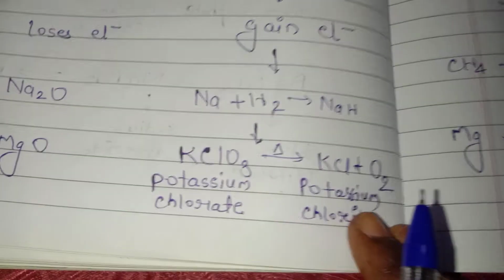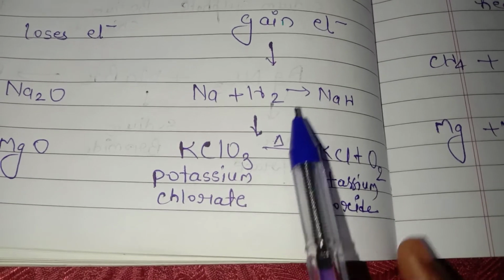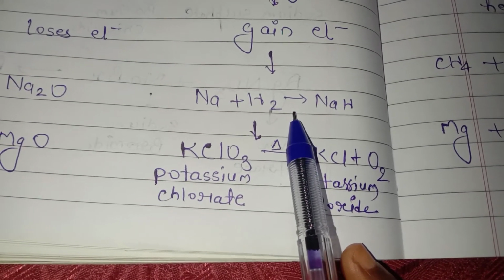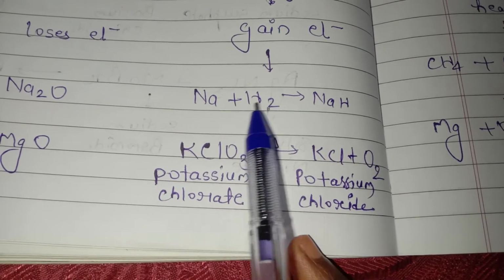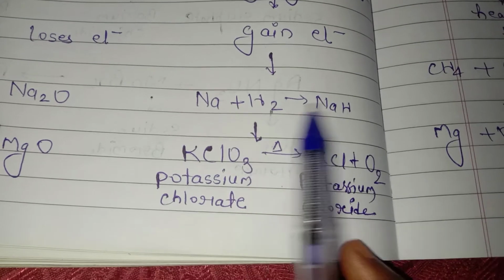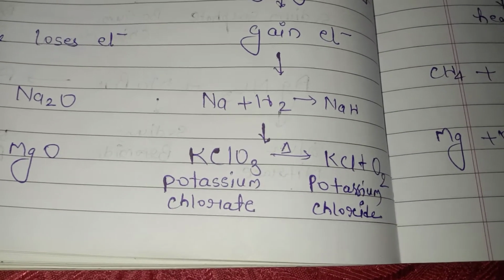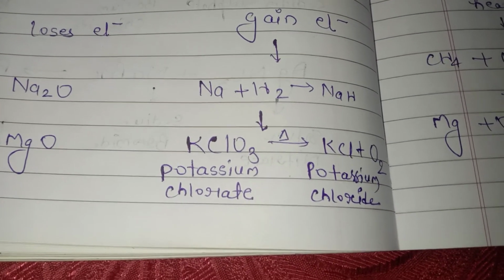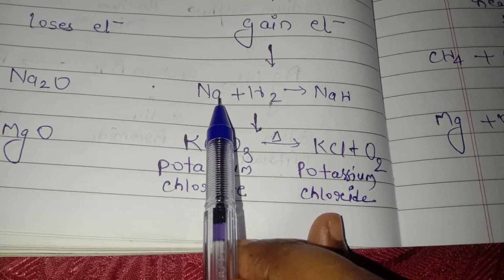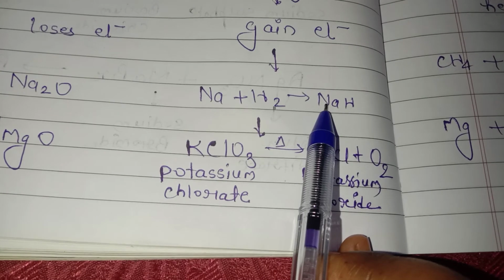Now see the examples of reduction reaction. In this reaction hydrogen is added. So Na plus H2 gives NaH. Now see again, the equations are not balanced here. So balancing the equation is your work. When hydrogen is added, it is called a reduction reaction.